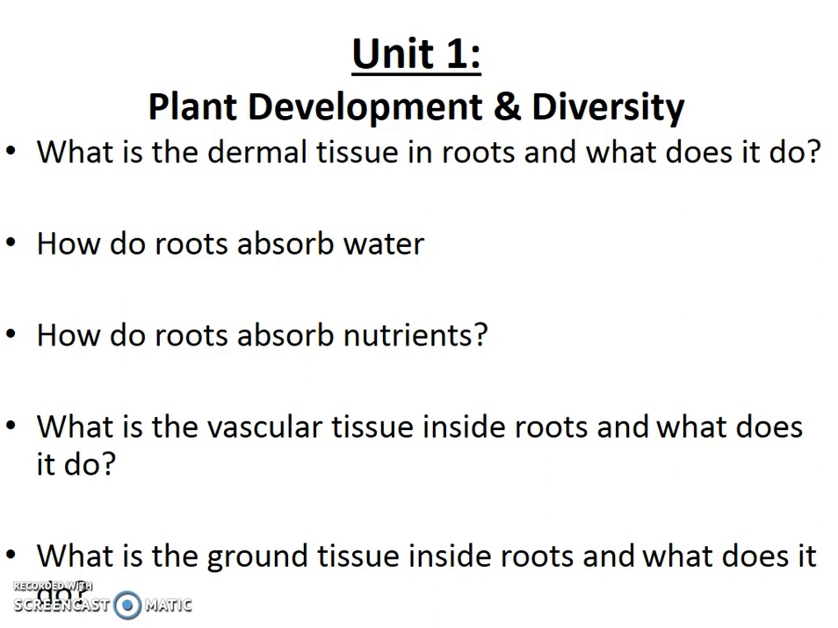Last, the ground tissue inside the roots has large vacuoles and thin cell walls. Why? So those large vacuoles can store water and nutrients, and that water and nutrients can be transported into and out of those ground tissue cells easily via the thin cell walls. And that's it for roots, and in the next lesson we'll talk about stems.